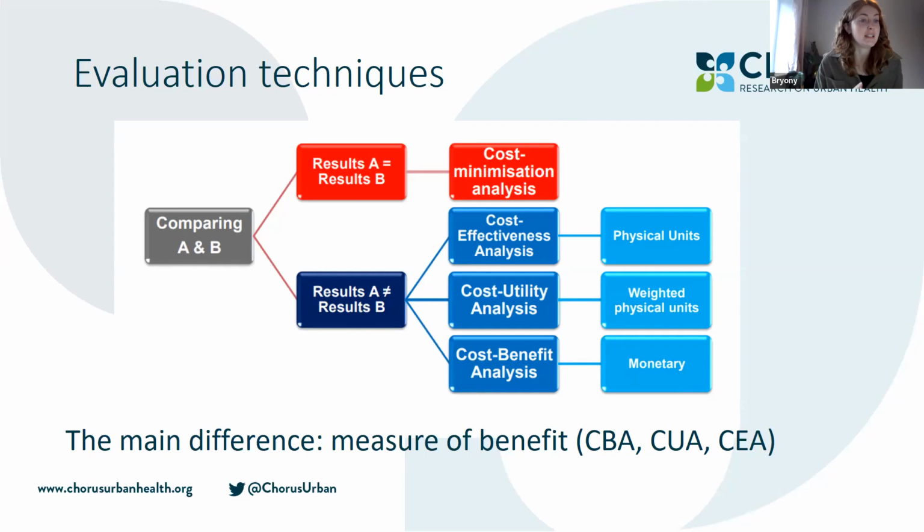In each of these, both the benefits and the costs are compared, but the main difference between them is the way that the benefits are measured. So in cost effectiveness analysis, the benefits are measured in physical units. So that's health outcomes that can be directly measured. So things like changes in blood pressure or lives saved. In cost utility analysis, benefits are measured in weighted units, which in practice usually means QALYs or DALYs. And in cost benefit analysis, benefits are measured in monetary terms as well as the costs. So we can think about each of these in a little bit more detail.